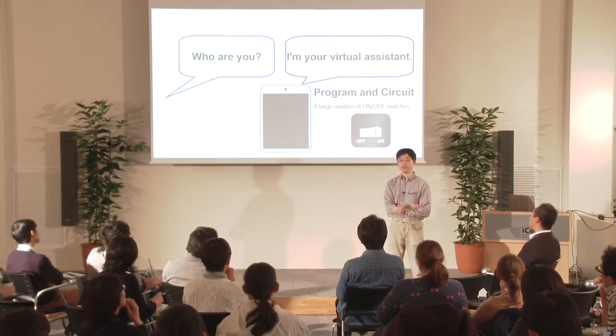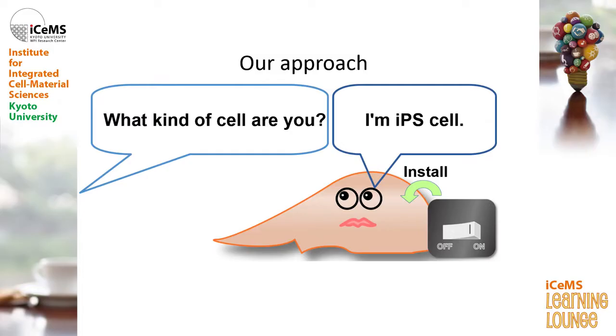The smartphone realizes the answer by circuits and programs. The circuit consists of a large number of switches. So our approach is to install switches to enable cells to answer our questions. But electrical switches or electrical circuits don't work in cells, so we have to find alternative molecules which work as switches. When we carefully observe cell behavior, cells can respond to a lot of input signals like circuits.